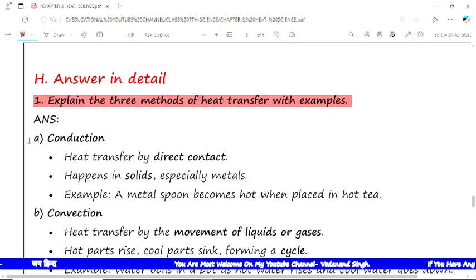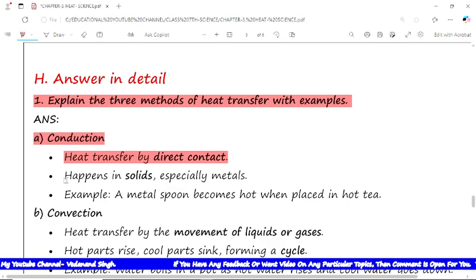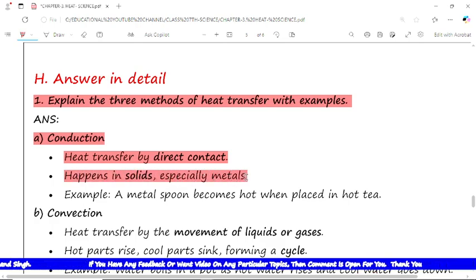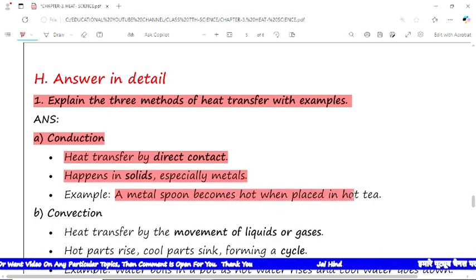So first is conduction. In conduction, this is the first method: heat transfer by direct contact. Second point is, it happens in solids, especially metals. An example is a metal spoon becoming hotter when placed in hot tea. This is the first method.